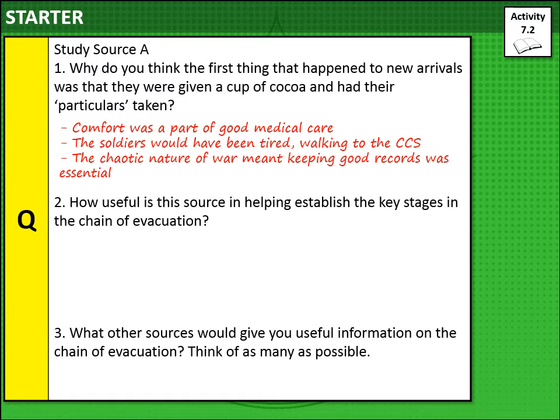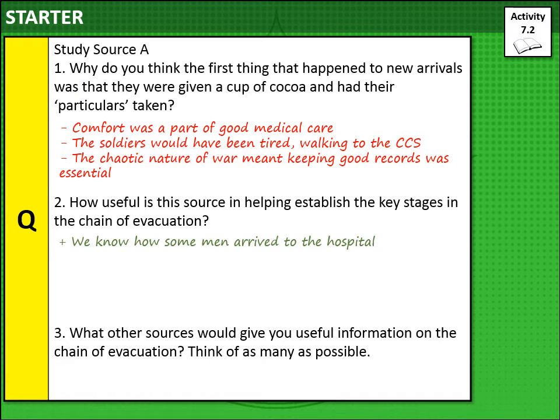Number three refers to the particulars, those personal details. I think it means that keeping good records was obviously essential due to the chaotic nature of the war. It would be easy to not know where people are, for people to be missing, and so you needed to check constantly who it was you had in front of you.